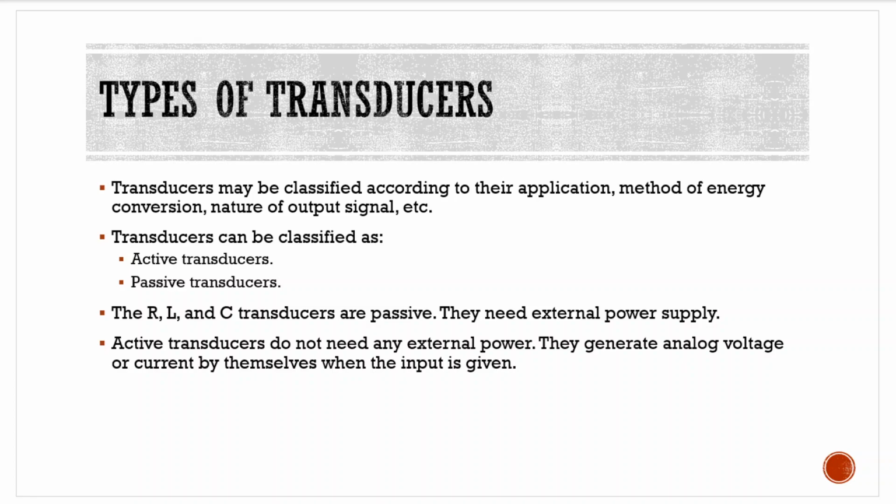Now, types of transducers. There are mainly two types of transducers: the active transducers and the passive transducers. As you have understood by now, passive transducers will not have a power supply of their own. They will not be able to generate energy of their own. So they will need an external power supply. And these transducers will be resistive, inductive, or capacitive. Whereas on the other hand, active transducers will be able to generate electrical energy of their own, and so they do not need any external power source.